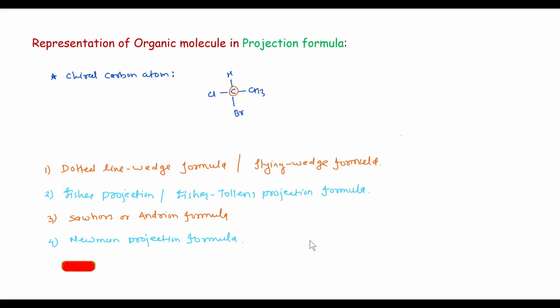All these projection formulas are basically used to represent the three-dimensional structure of a molecule on two dimensions without losing the stereochemistry of an organic molecule. Let us see one by one.